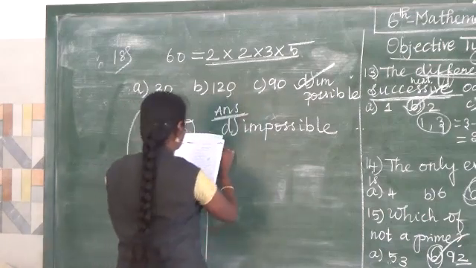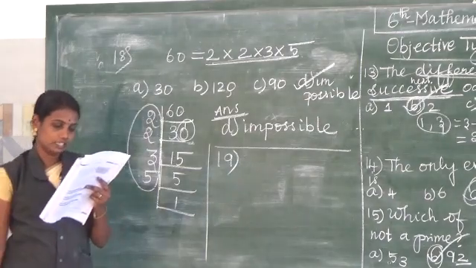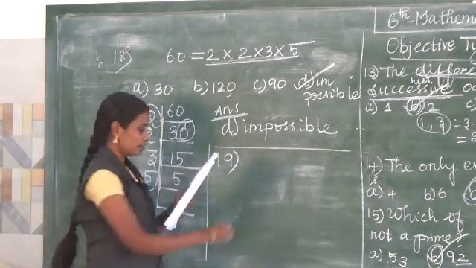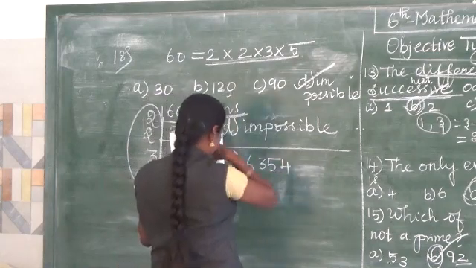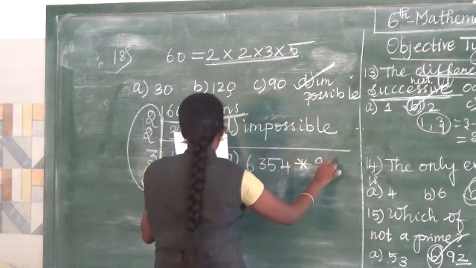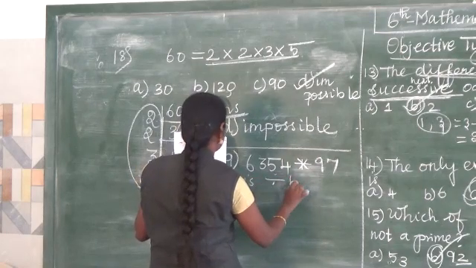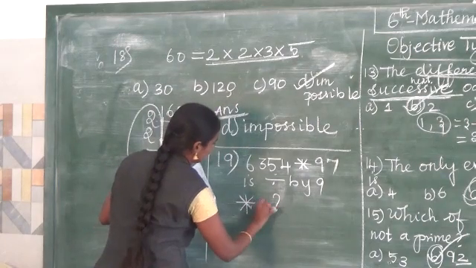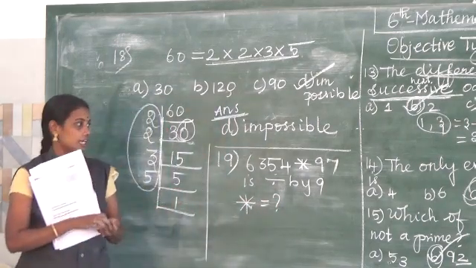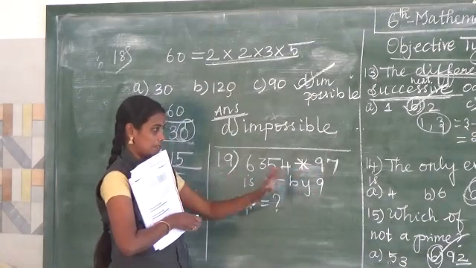Then, question number 19. Listen. If the number 6354*97 is divisible by 9, then what is the value of the star? Here the number is not completed, one number should come.